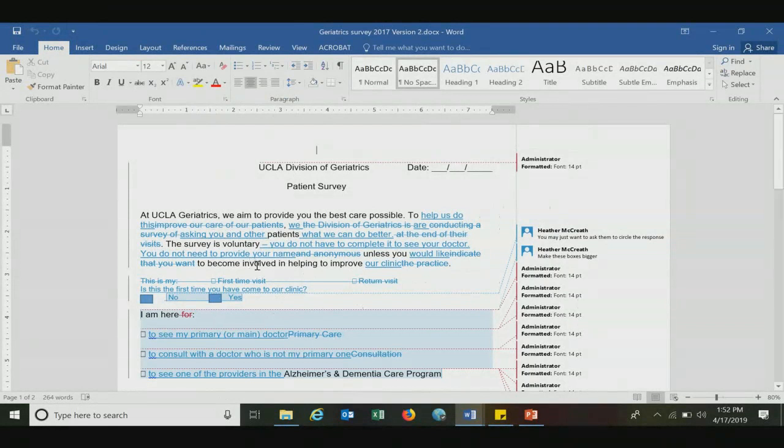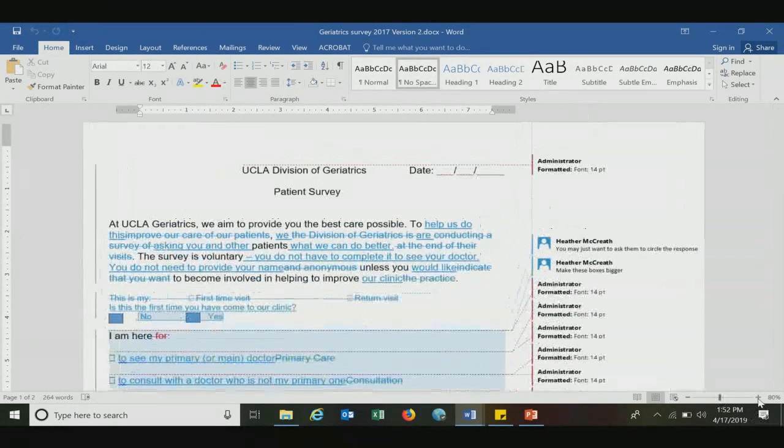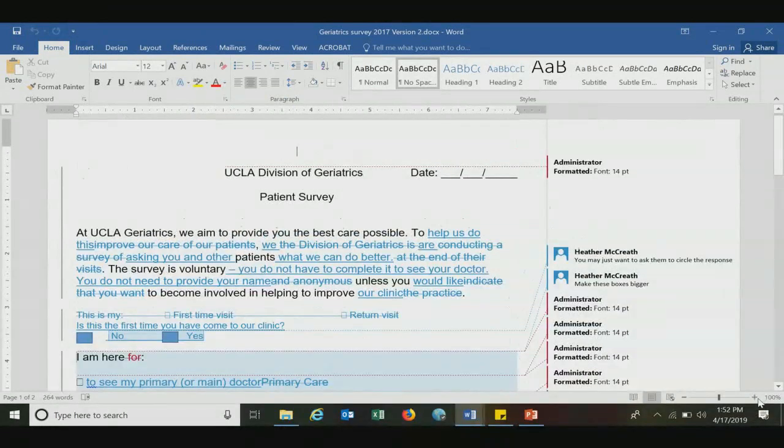Then here's where readability is an issue. The survey is voluntary. What does that mean? We need to be explicit. They said voluntary and anonymous. What does anonymous mean? So I provided a definition of voluntary. Voluntary means you don't have to complete it to see your doctor. So of course you want to reassure people that taking the survey, their care does not depend on them taking this survey. And then anonymous, who can tell what that word is in writing, right?